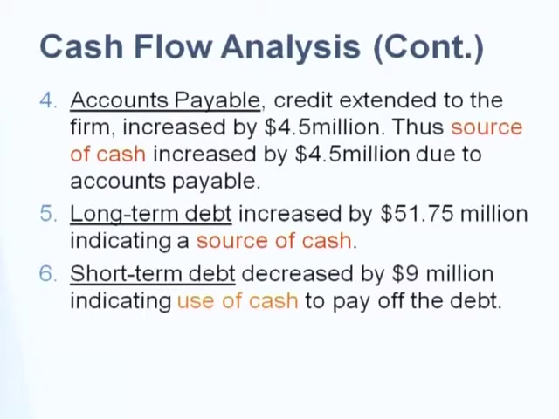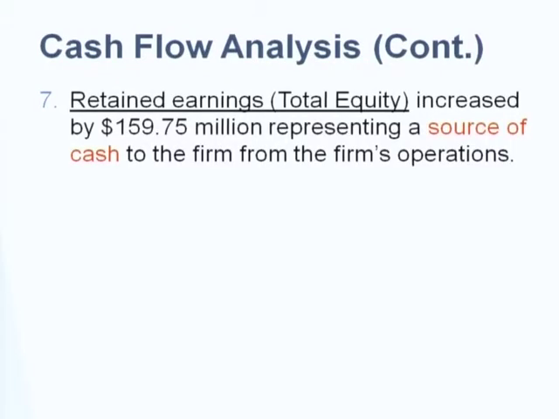Decreased by 9 million. Meaning you use your cash to repay the debt, right? Repay the debt, or debt repayment. So this means the use of cash. Retained earnings increased by 159.75. Meaning what? The source of cash, right, from your operation. You have more money, more cash from your operation.